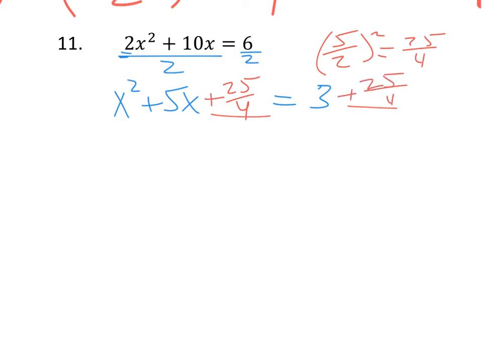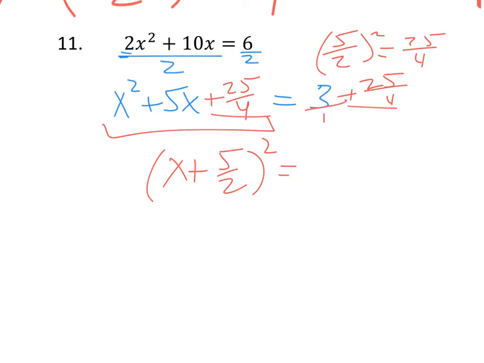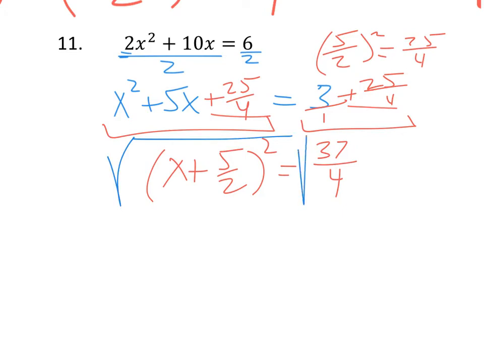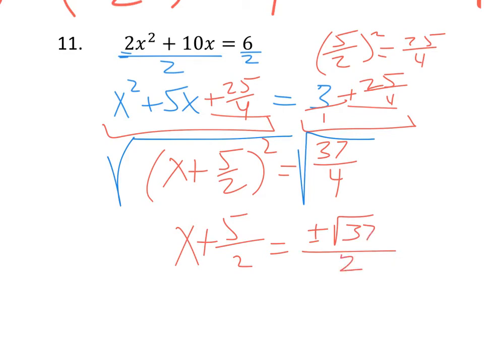And so we end up, this guy's going to factor into x plus 5/2 squared. And this is going to be, if we make this 3 over 1, which is 12 over 4, and that comes out to be 37/4. Practice your fraction addition, check that out. That should work just fine. Now we've got a squared here, so we can square root that thing away. That's good news. And we get x plus 5/2 equals plus or minus the square root of 37, and we get 2 on the bottom because it's the square root of 4.